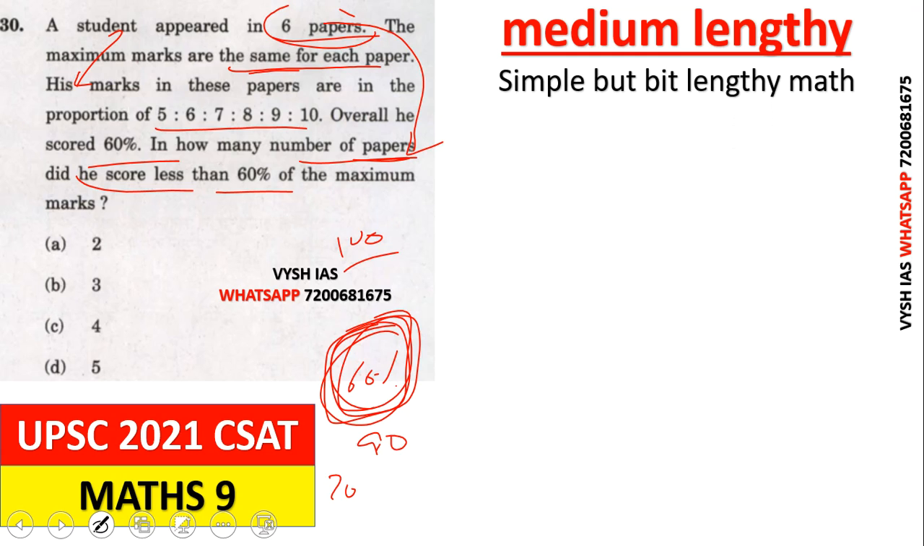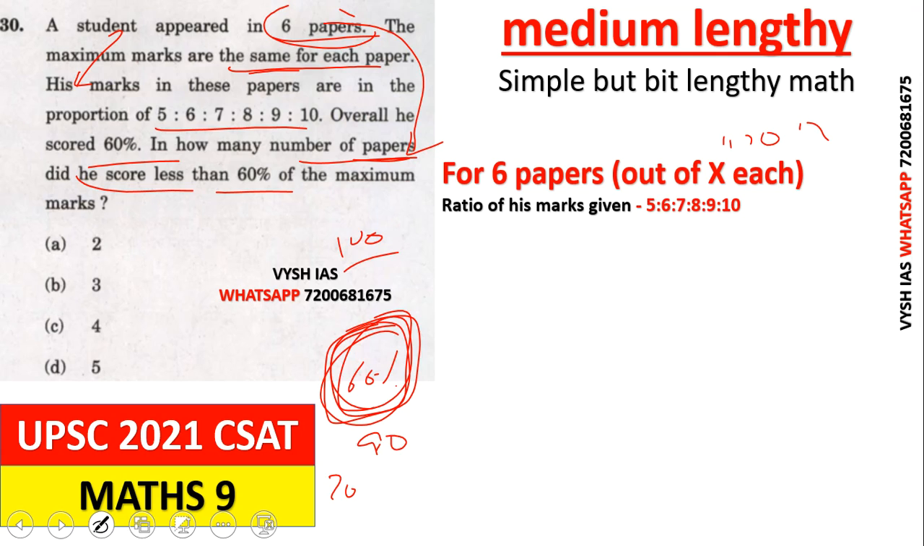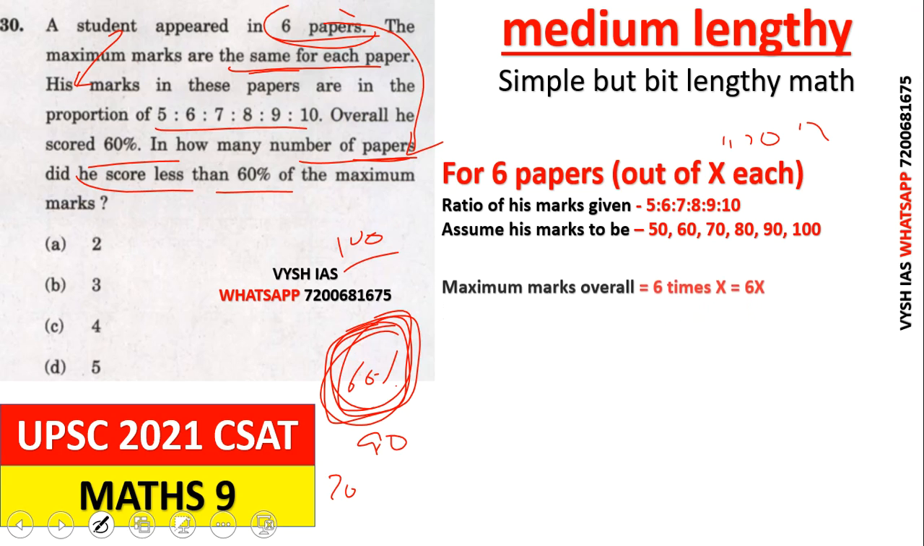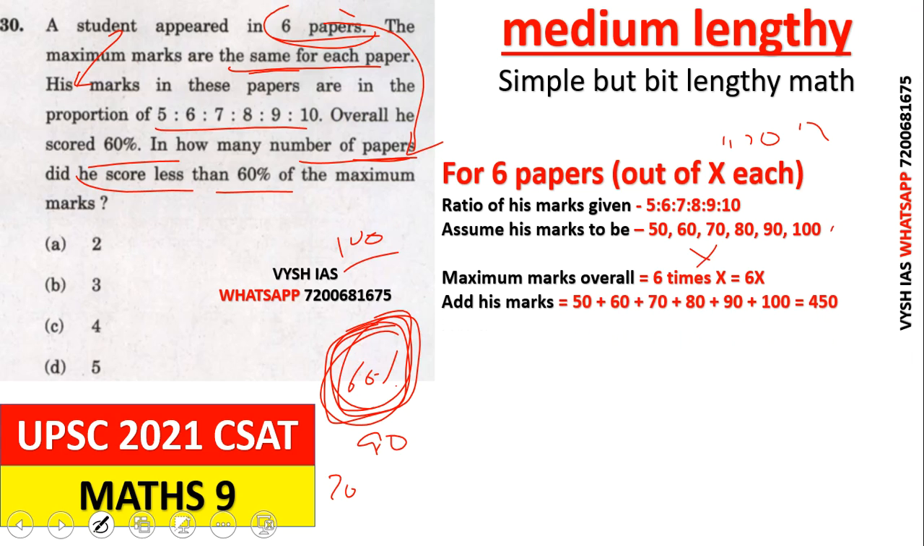I will tell you how. You just have to take this ratio, right? For 6 papers, suppose out of X, we don't know how much it is, out of 100 or out of 200, we don't know. Okay. So the ratio is 5 is to 6 is to 7 is to this. So consider his marks 50, 60, 70, 80, 90, 100. Whatever it can be, let it be like this. If this is the case, what is the maximum overall mark? We know one paper is X, so overall is 6X. Now add this student's marks. The student's mark, as per our assumption, is 50 plus 60 plus and so on, so it's 450.